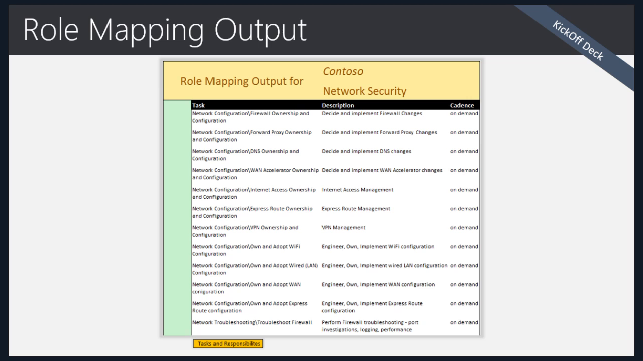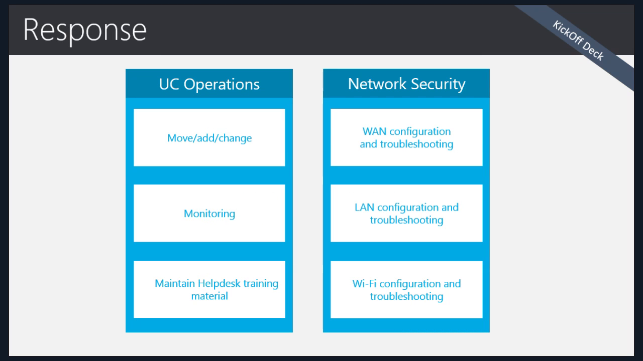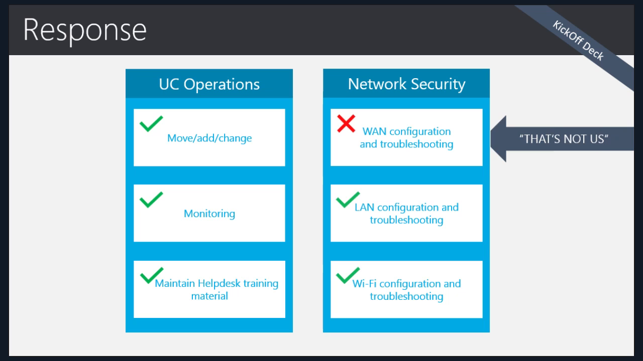So we will reach out to the team. And the UC team might go, okay, that's all great. We are ready to support this. This is what we've been expecting, and we are already staffed and trained for this, so that's good. But it might also be that the network team goes, well, you know what, the local area network configuration and the wireless network configuration, that's all great, and we can do the configuration as well as the troubleshooting. But the wide area network configuration, that's really not us. That's not within our responsibility.